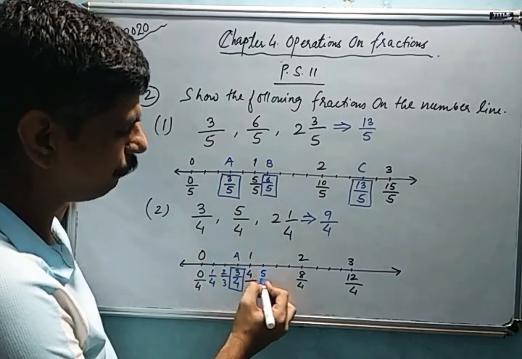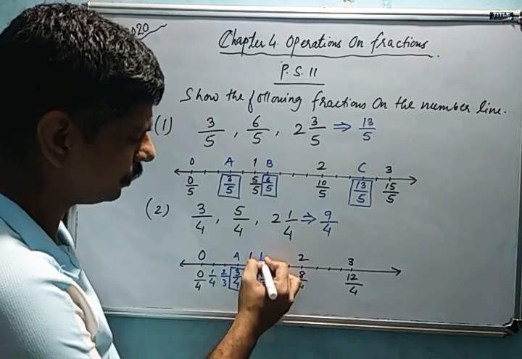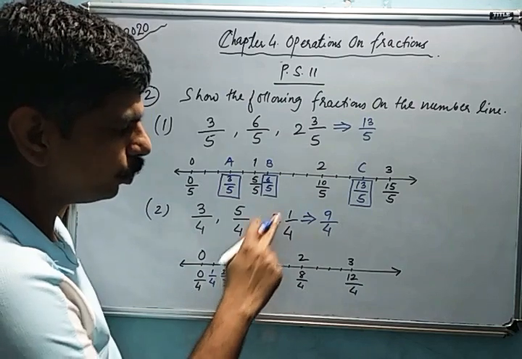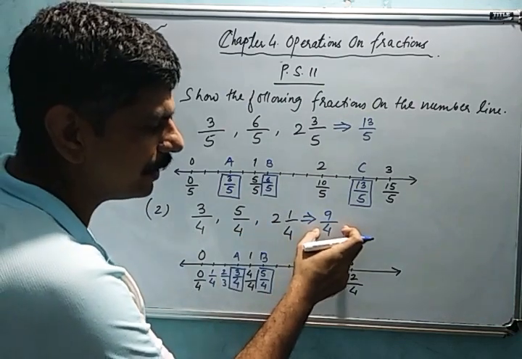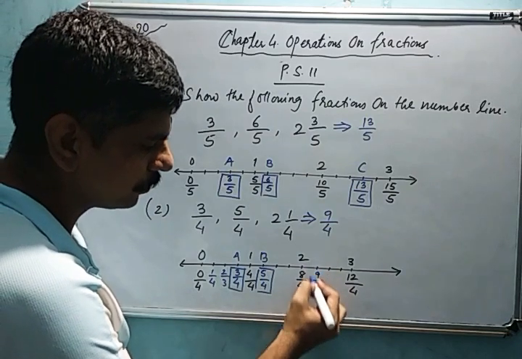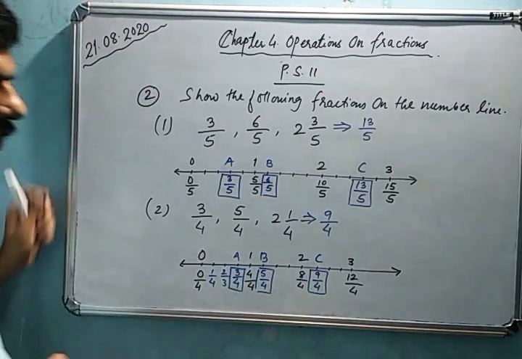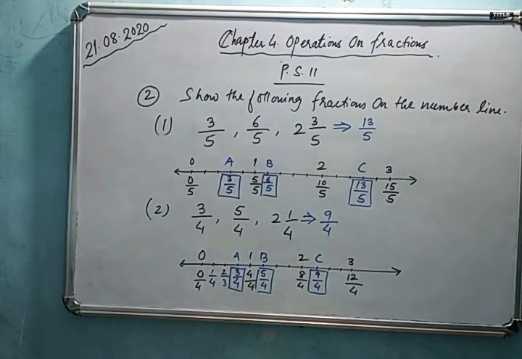So here I have 5 by 4. After 4, I will mark it as 5 by 4. This is point B. Then 2 and 1 by 4 can be written as 9 by 4. So after 8, I can mark 9 by 4. Isn't it? So like that you can mark the numbers on the number line.